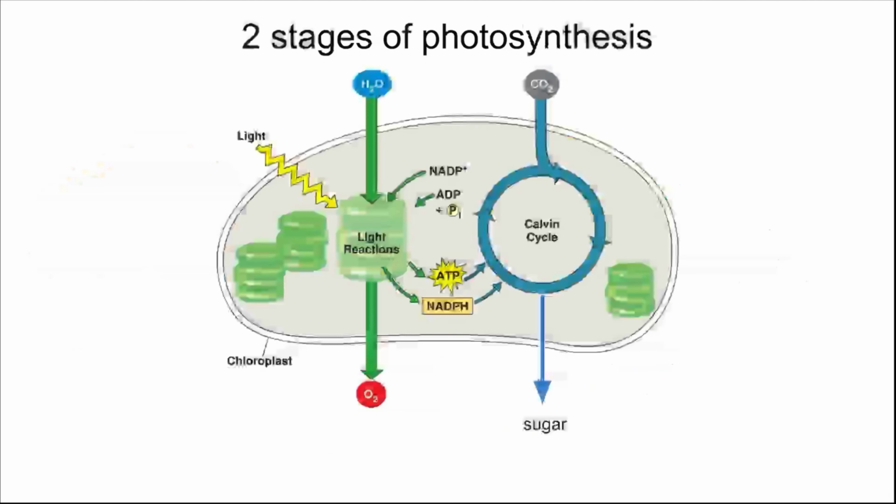There are two main stages of photosynthesis. Oftentimes, we call these stages light reactions and the Calvin cycle. As their name suggests, light reactions require energy from light in order to make products. The Calvin cycle is not dependent on light. It is dependent on products of light reactions, but it can occur at any time.